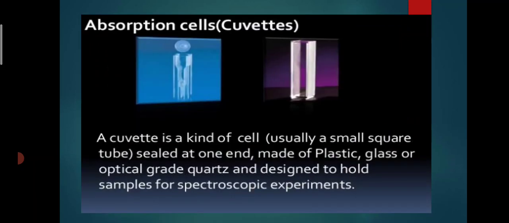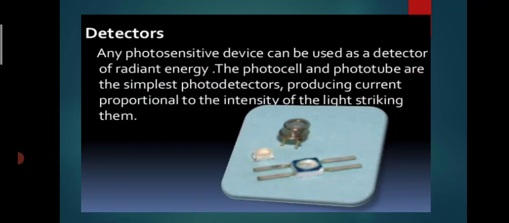Next, absorption cells, cavities. A cavity is a kind of cell, usually a small square tube, sealed at one end, made of plastic, glass or optical grade quartz, and designed to hold the samples for spectroscopic experiments. These cavities are mainly used to hold the samples in the spectrophotometers.